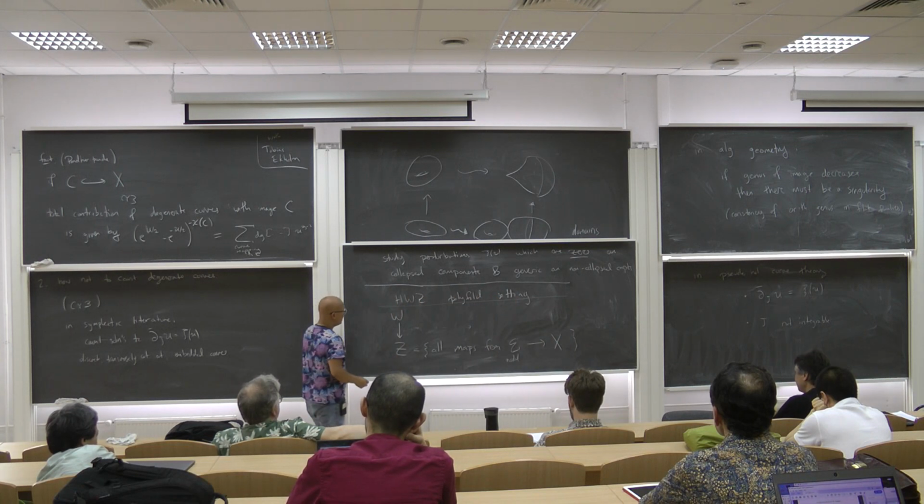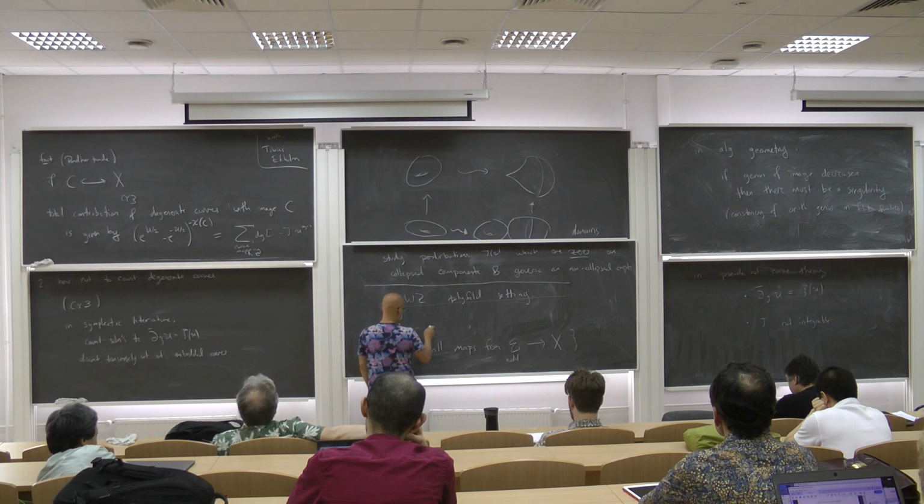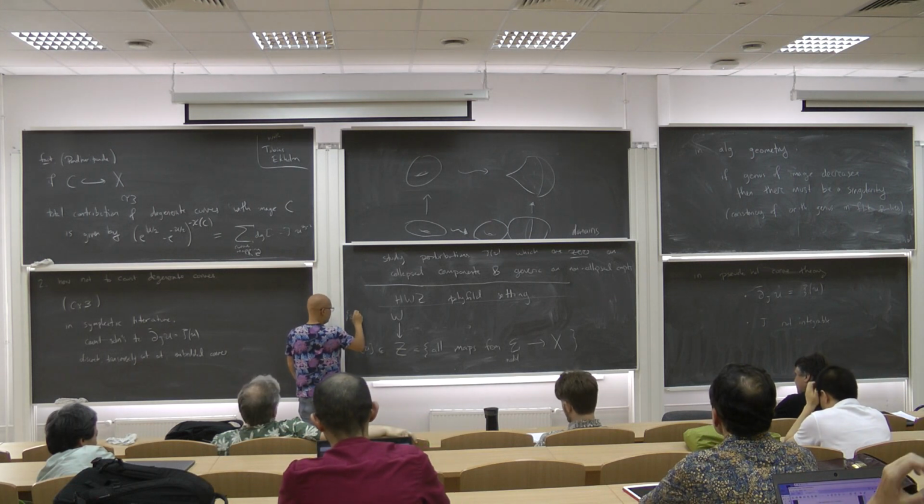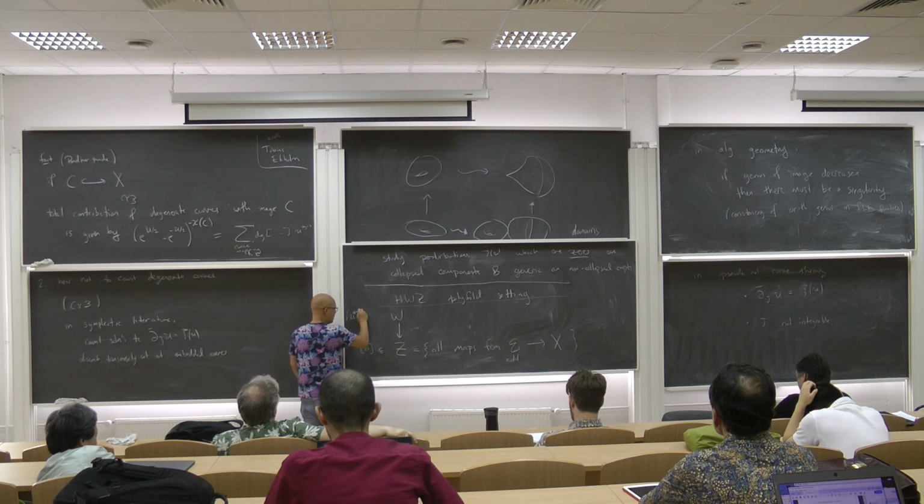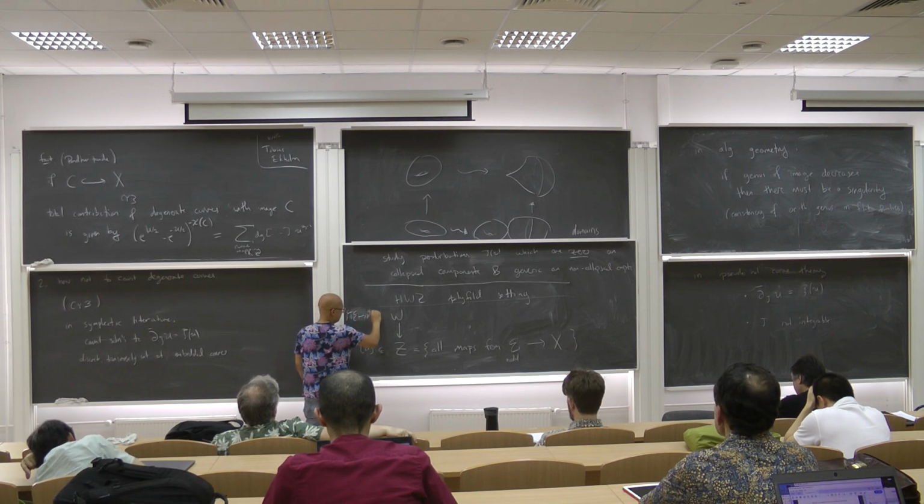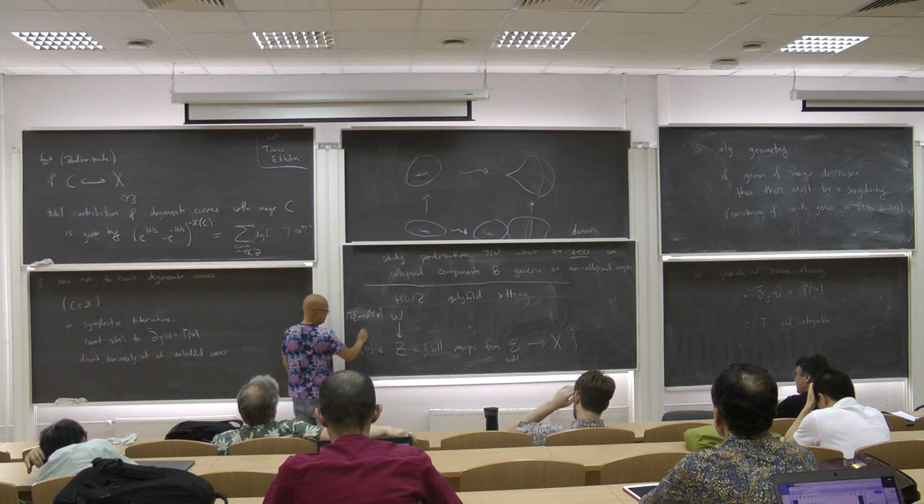And this bundle is the bundle which over a map, it's the space of maps from the pullback of the tangent bundle of X. No, I wrote the wrong thing. From T sigma, the pullback of the tangent bundle of X. Okay, that's what its fiber is.